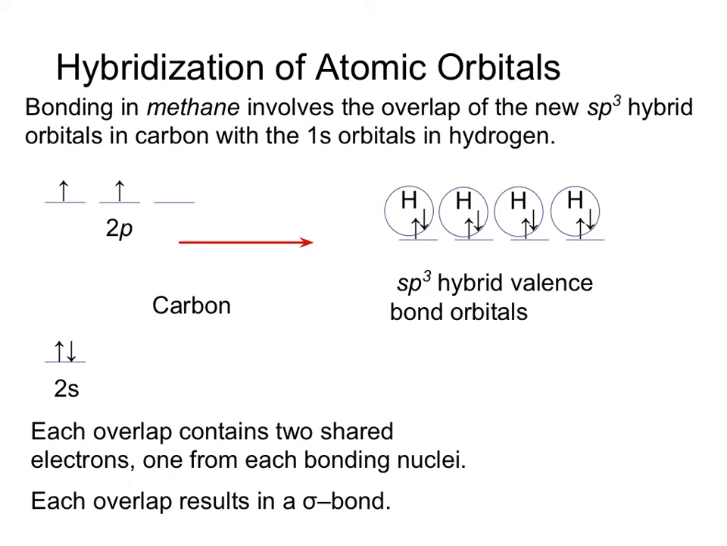And now our 4 different hydrogen atoms can come in with their electrons in the s orbitals and overlap now with the hybridized sp3 orbitals in order to create a covalent bond holding the molecule together. And so we have what we would call an sp3 overlap, which will create our sigma bond between each carbon and hydrogen.